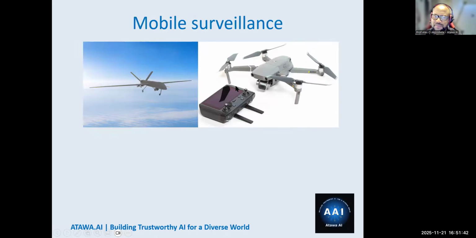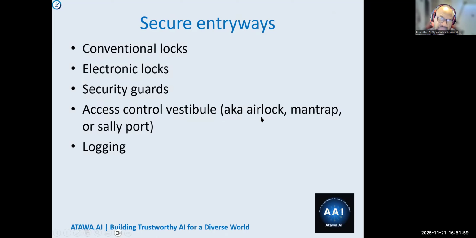Even mobile surveillance is now very important, like drones or unmanned aerial devices, either through remote control or just hovering over the facility to check on your security. For entryways, especially around server rooms, maybe you think about electronic logs. Make sure that you log your entry and exit using electronic logs or conventional logs, whichever one you figure is better.